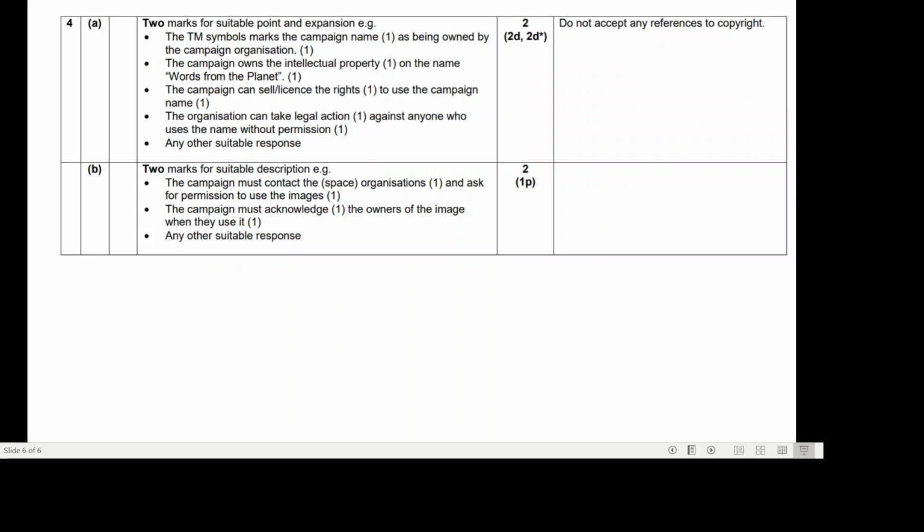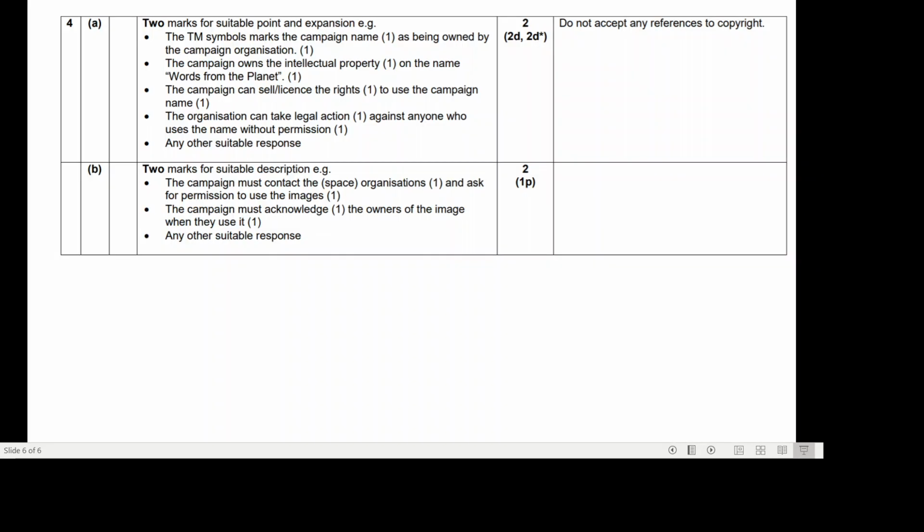Okay, and then question 4B, 2 marks for a suitable description. So, for example, the campaign must contact the space organisations, 1 mark, and ask for permission to use the images, another mark. The campaign must acknowledge, 1 mark, the owners of the image when they use it, another mark, and any other suitable response.